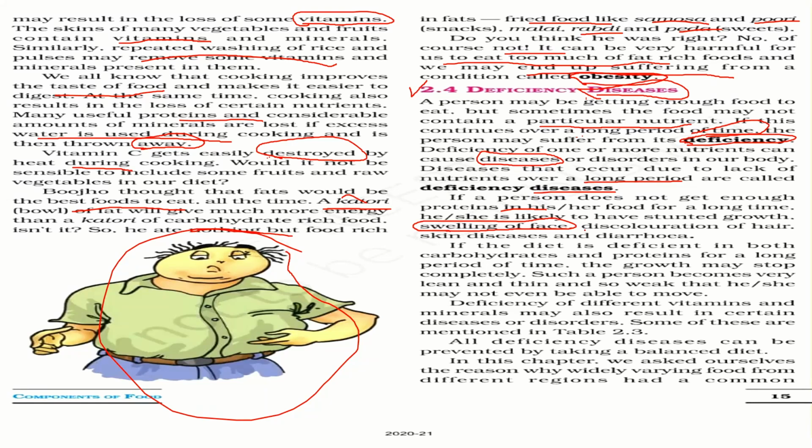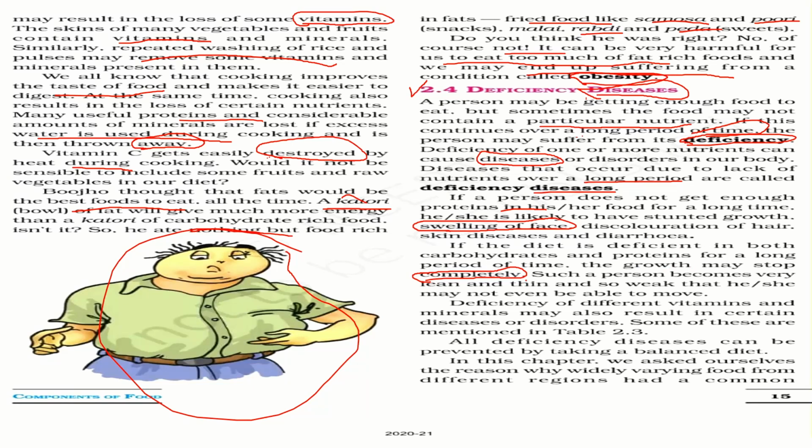Discoloration of hair: your hair will turn white in color. Skin diseases: you will get itching and all, or your skin will peel off. Some skin diseases you will get. And dysuria. If the diet is deficient in both carbohydrates and proteins for a long period of time, the growth may stop completely. If you neglect all these, your growth will decrease. You will be a very short person, you will not grow in height.